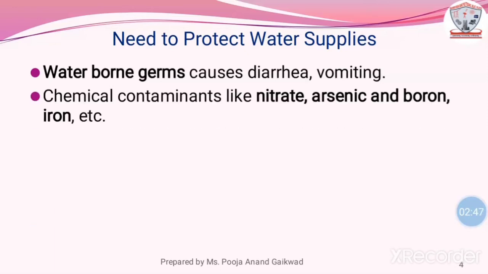Some areas may have chemical contaminants like nitrate, arsenic, boron, iron, etc. A high nitrate concentration can affect breathing. Chemicals like these can have some effect on living organisms. Hence, there is a need to protect water supplies.